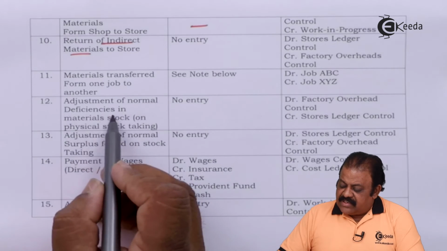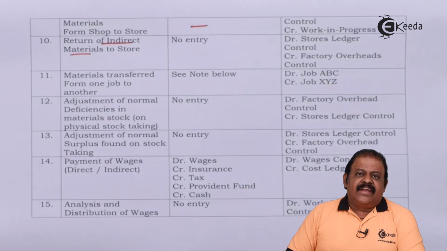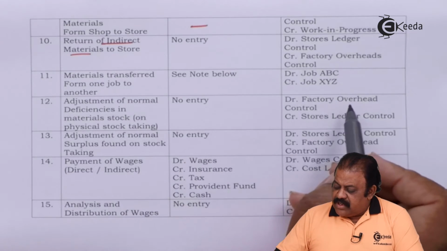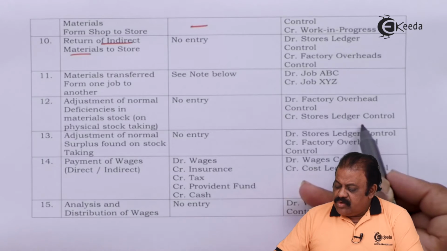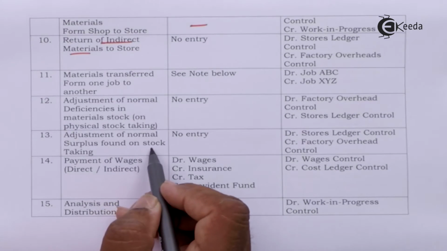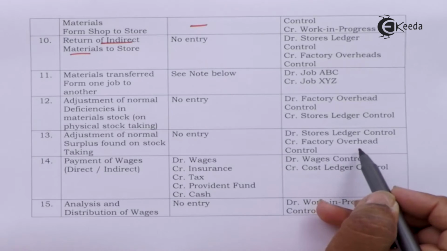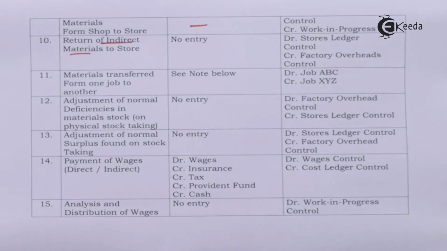Adjustment of normal deficiencies in material stock on physical stock taking. There will be no entry in financial book. In cost book, the entry will be factory overheads control account to stores ledger control account. Adjustment of normal surplus found on stock taking. In financial book, there will be no entry. In cost book, stores ledger control account to factory overheads control account.